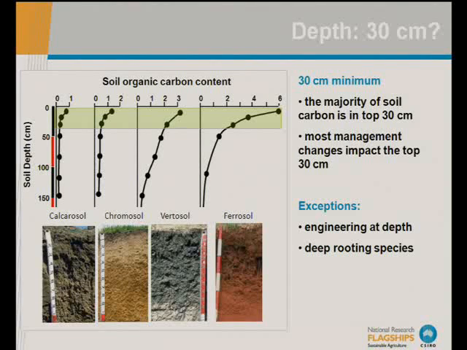And particularly if you're changing to a crop species that has deeper rooting depth, then you might want to consider going beyond 30 centimetre depth because there'll be carbon inputs at the lower zone. But again, it's key to define the purpose and the context before defining the sampling strategy.